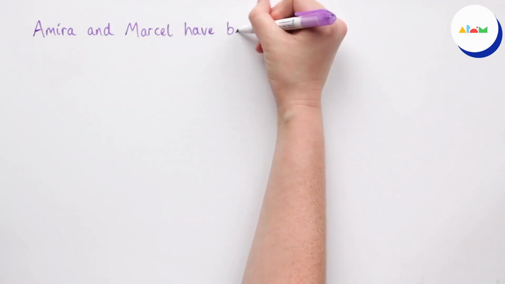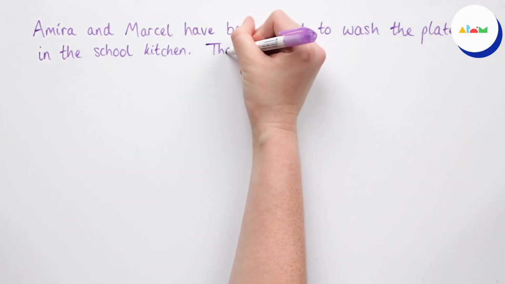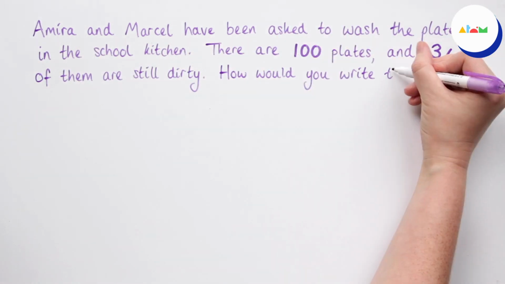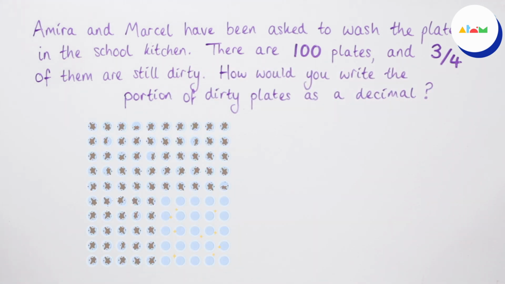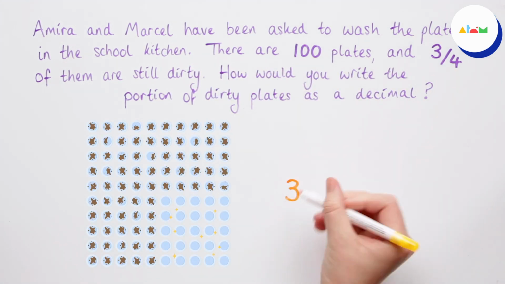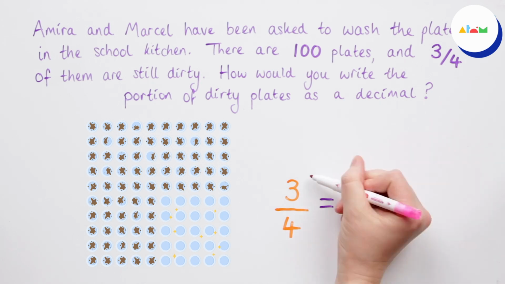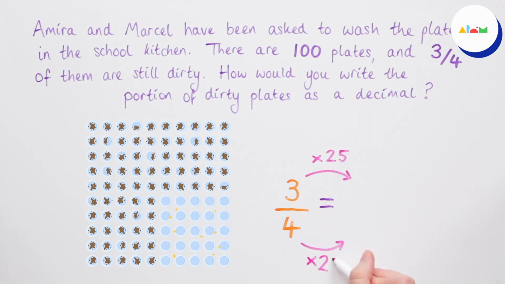Question time! Amira and Marcel have been asked to wash the plates in the school kitchen. There are 100 plates, and 3/4 of them are still dirty. How would you write the portion of dirty plates as a decimal? To answer this question, we need to convert 3/4 to a decimal fraction. Decimals are fractions with a denominator that is a power of 10, such as tenths, hundredths, or thousandths. We cannot convert 3/4 to tenths, as 10 is not a multiple of 4, but we can convert it to hundredths. We can multiply the numerator and the denominator by 25 to convert 3/4 to a fraction out of 100.